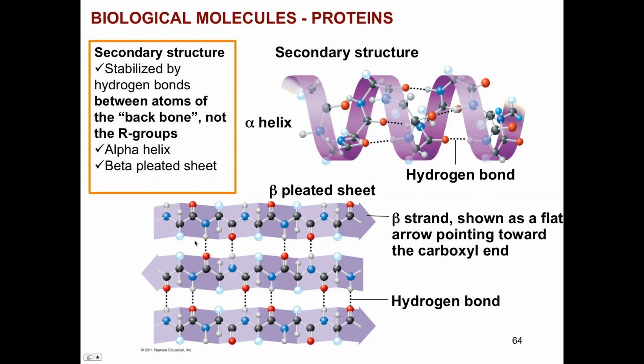And if you think back on your hydrogen bonding, those are some of the key atoms that are involved in hydrogen bonds. And this is what's going to stabilize these secondary structural features, okay? So those are interactions between the backbone atoms.